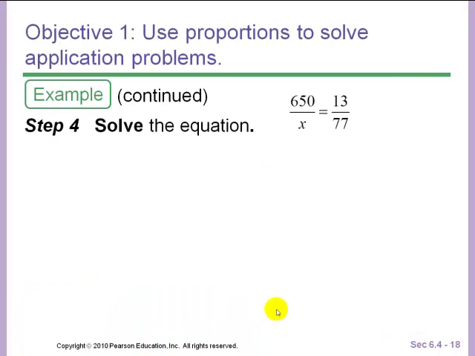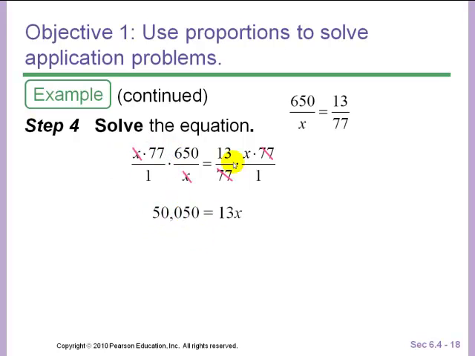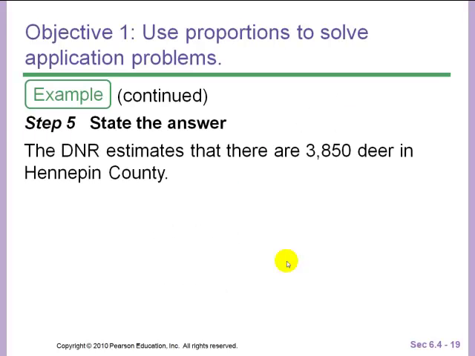Now we will solve our proportion by multiplying by the common denominator of x times 77. So multiply both sides by x and 77. On the left, the x's cancel. On the right, the 77's cancel. And then 77 times 650 is 50,050, and 13 times x is 13x. Divide both sides by 13, and we get 3,850 equals x. Therefore, the DNR estimates that there are 3,850 deer in Hennepin County.